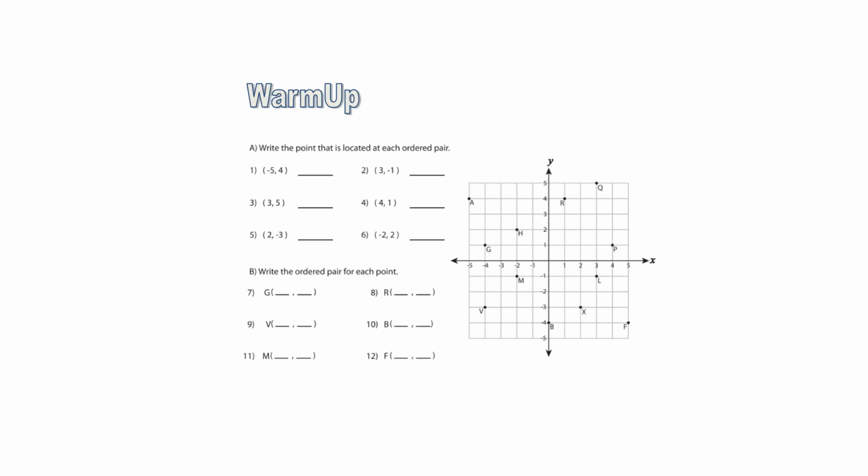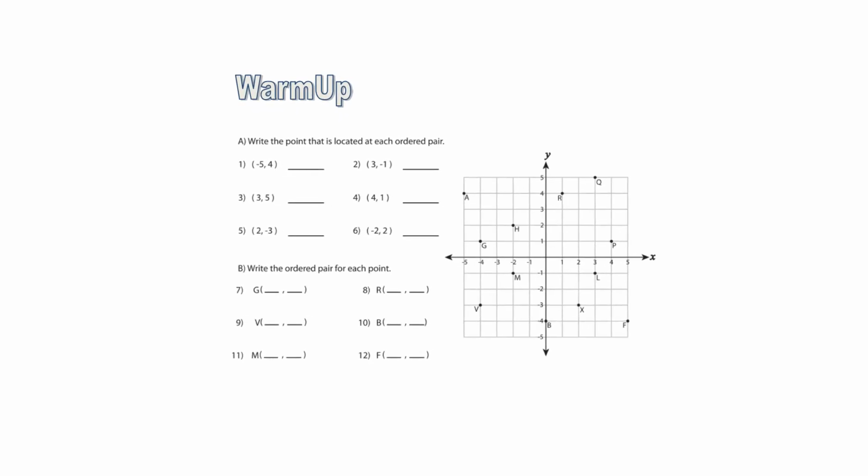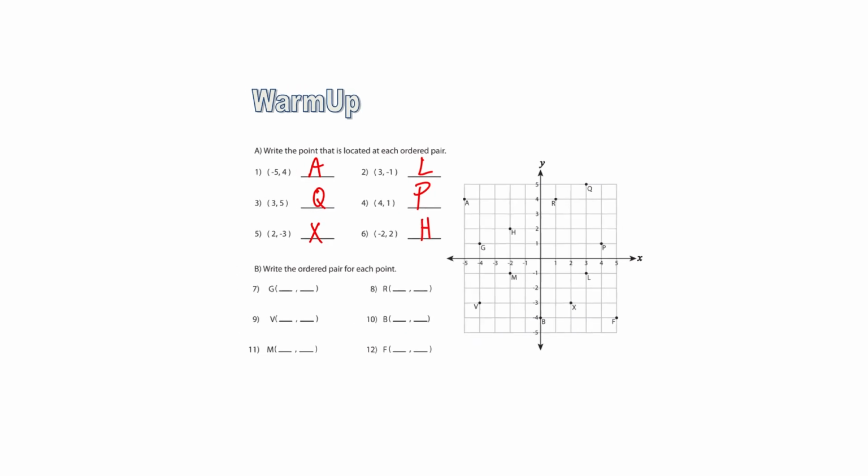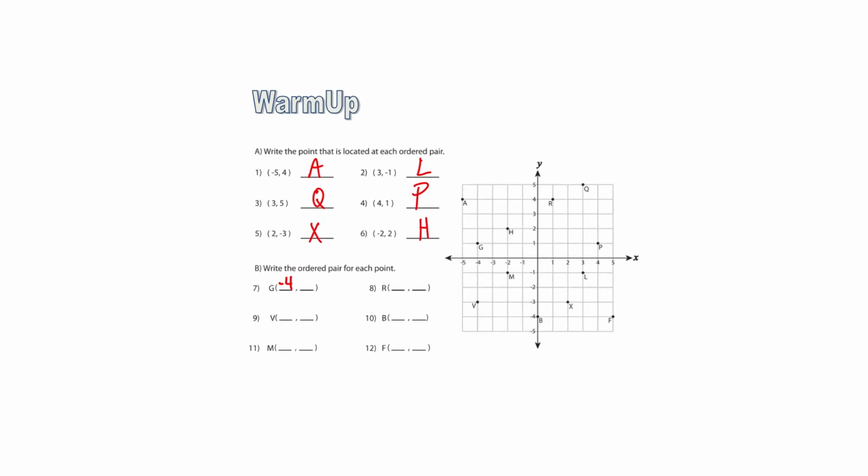All right, so what point is at negative 5, 4? Is A. What point's at 3, negative 1? L at 3, 5. Q at 4, 1. At 2, negative 3. And then negative 2, negative 2 is H. Okay, where's G? Negative 4, 1. Where's R? Is it 1, 4?